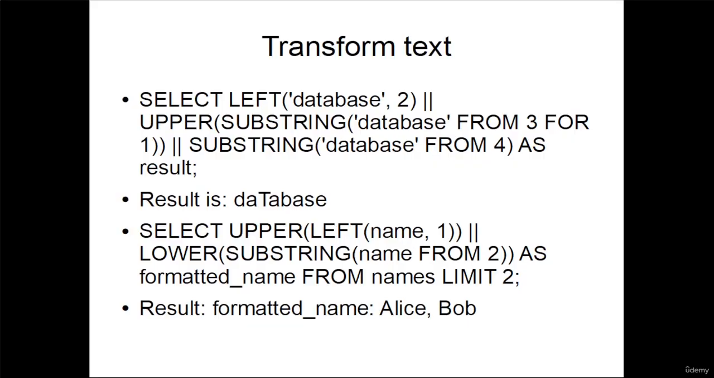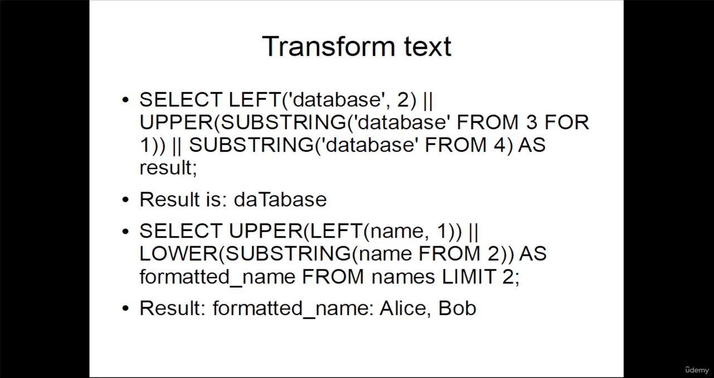Transforming specific letters in Postgres. Postgres, as do most database systems, provides powerful functions like left, substring, upper, and lower. Combined with the double pipe operator, you can transform specific parts of a string, such as changing only certain letters to uppercase or lowercase. Change only the third letter of the word database to uppercase. Select left('database', 2) || upper(substring('database' from 3 for 1)) || substring('database' from 4) as result. The result is daTabase, with a capital T.